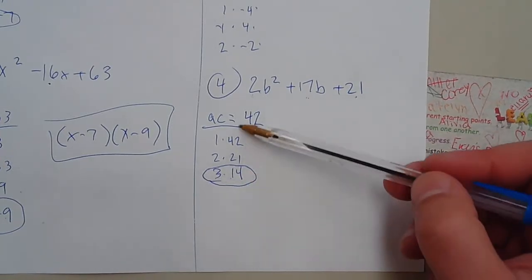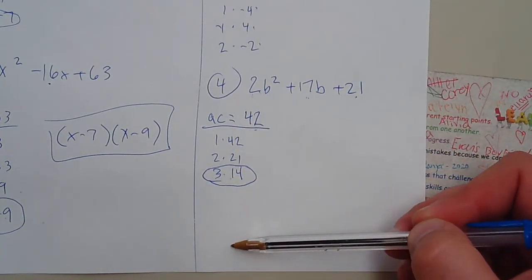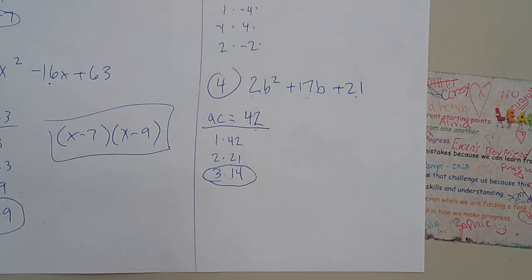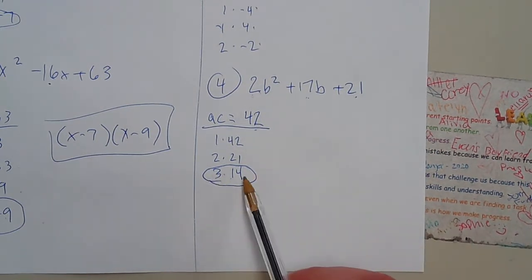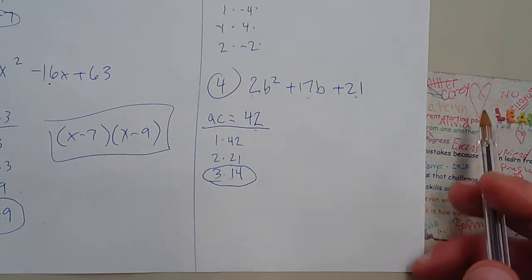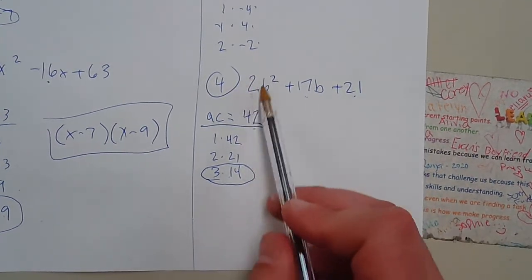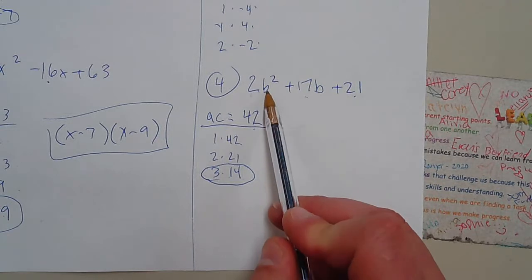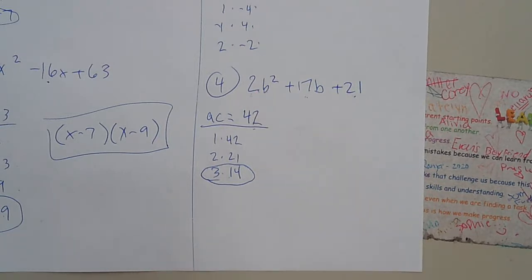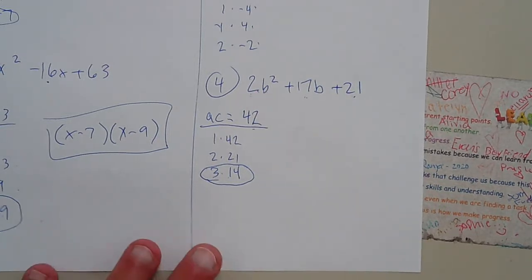As you do these, you're going to get to the point where you may not need to keep listing these out. You'll be like, okay, I found the right pair. Now, here's the sad part. You can't just write b plus 3 and b plus 14, because that's not going to get you this lead term. If you distribute that out, you're just going to get b squared, not 2b squared. So this is what we call the grouping part. Here's how this goes.